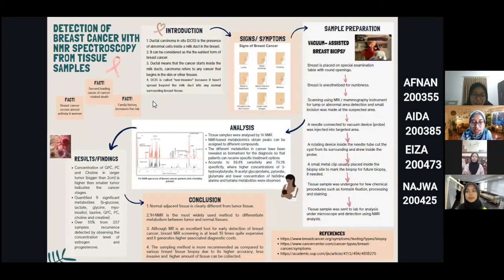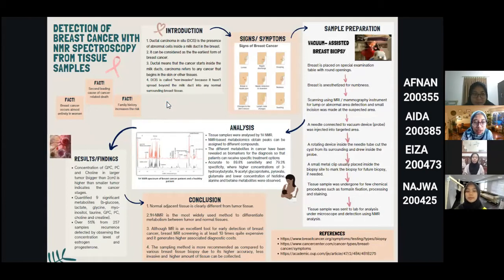We are from Group 1 and are going to present our infographic poster, which is the detection of breast cancer with NMR spectroscopy from tissue samples. My group members are Iza, me, Aida, Afnan and Najwa.